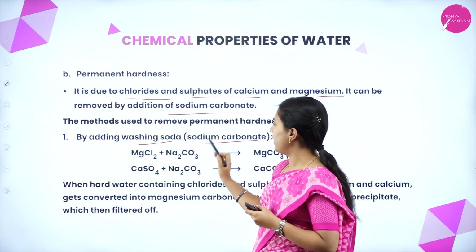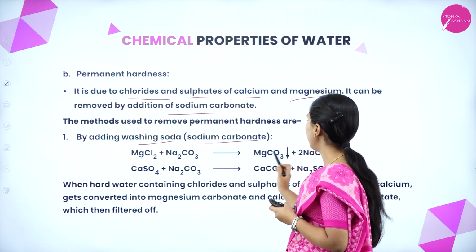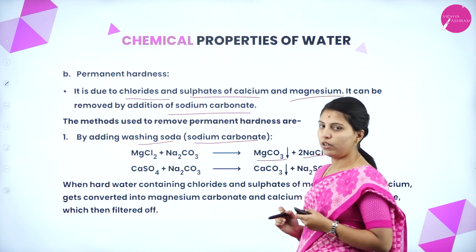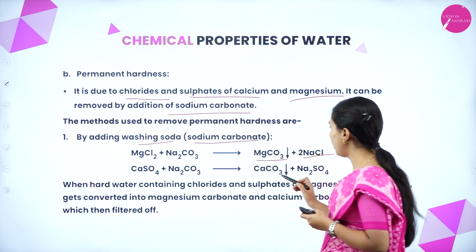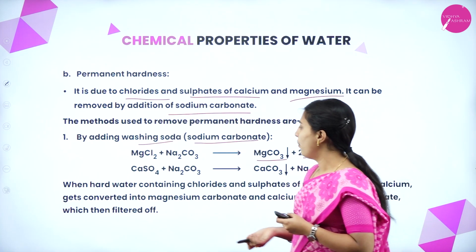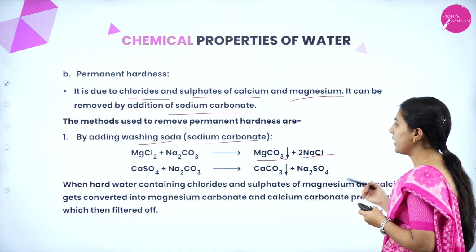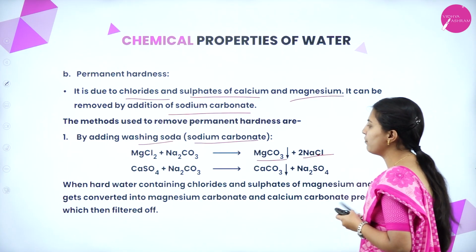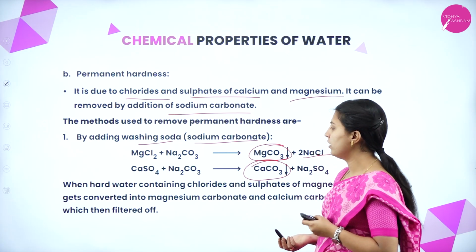Magnesium chloride is treated with sodium carbonate, and magnesium carbonate will form with sodium chloride salt. And calcium sulfate with sodium carbonate, that is washing soda, calcium carbonate and sodium sulfate will be formed. When hard water containing chlorides and sulfates of magnesium and calcium is treated, it gets converted into magnesium carbonate and calcium carbonate precipitates, which are then filtered off.